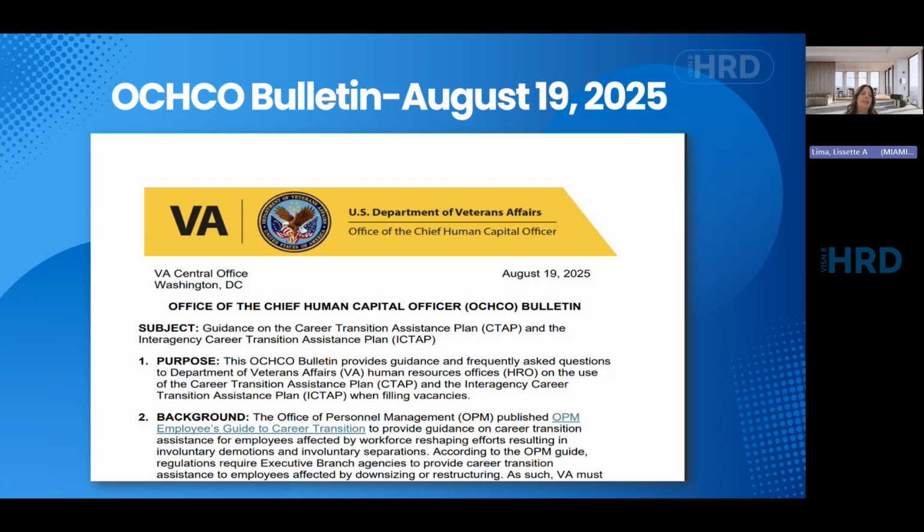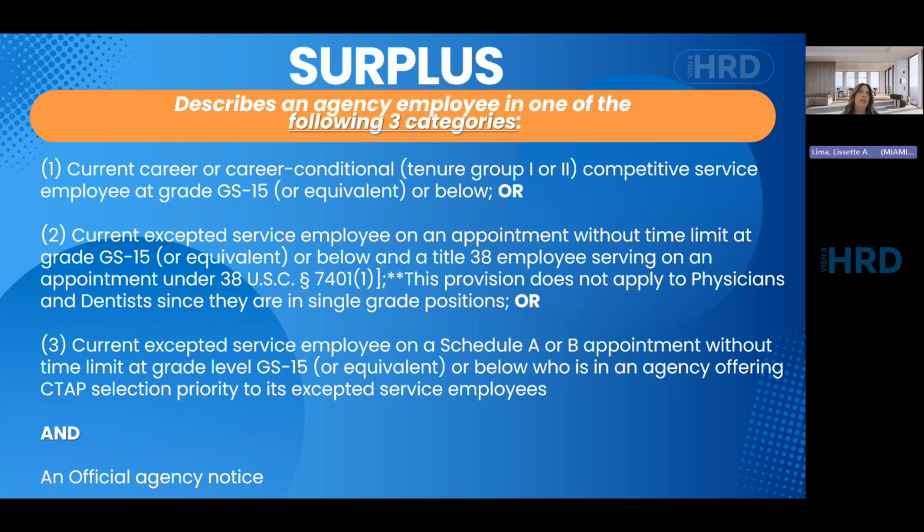So again, just to alert you to that, there is a bunch of frequently asked questions, and it will be included as one of the references that we'll share with you at the end of the presentation. So again, these definitions you'll be hearing quite often: surplus, displaced employee, well-qualified, local area. We're going to go through and define those as it relates to the ICTAP and CTAP programs. So when we're talking about what is considered a surplus employee, to meet surplus conditions, you have to fall in one of the three categories.